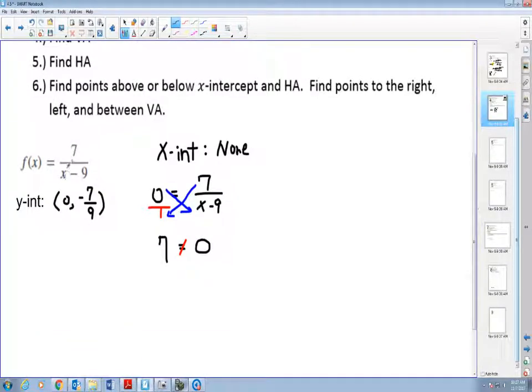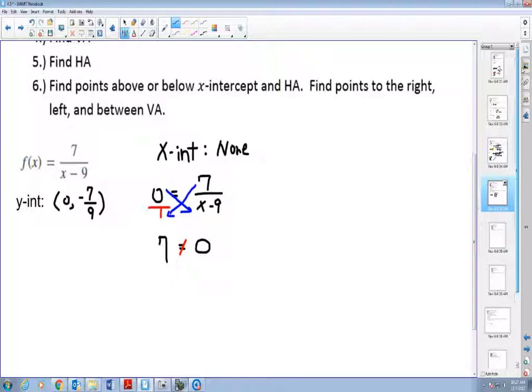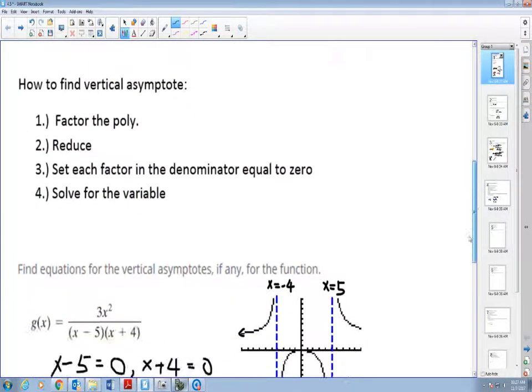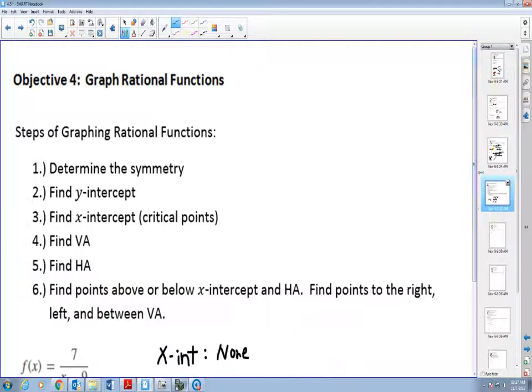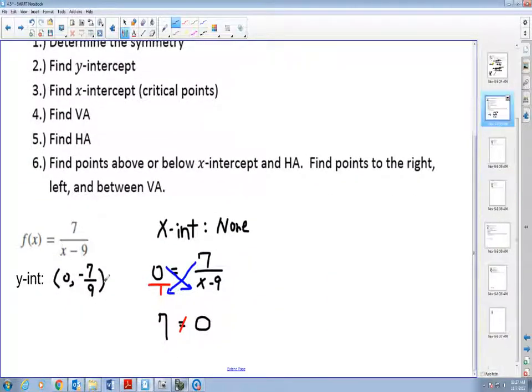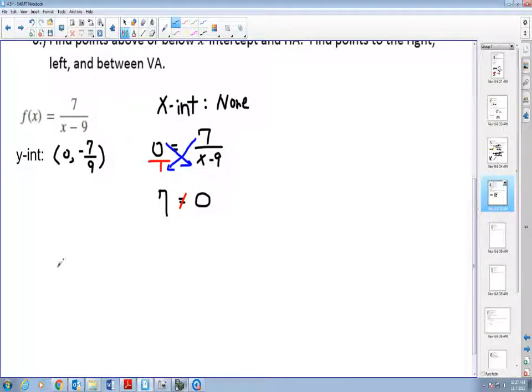Alright, let's find the vertical asymptote. If we recall the steps on how to find vertical asymptotes, we were supposed to factor, reduce, then set each factor in the denominator equal to 0 and solve for the variable. There is nothing to factor for the top and the bottom, so for our vertical asymptote we can just set the denominator equal to 0. This is my function. There is nothing that can be reduced and cancelled. If I set x minus 9 equal to 0, x will equal 9. So that's my vertical asymptote.